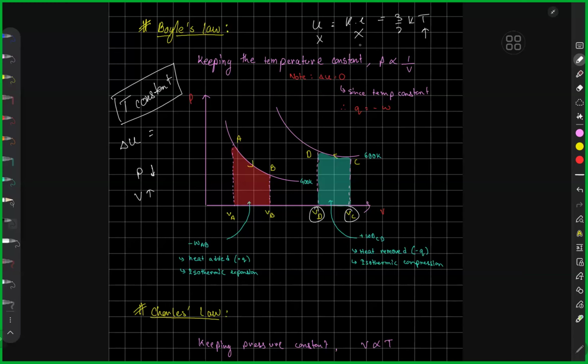Temperature doesn't change. Internal energy does not change. Sir, in this graph, we say from A to B, negative work is done on the gas, or positive? Negative. Negative work is done on the gas.